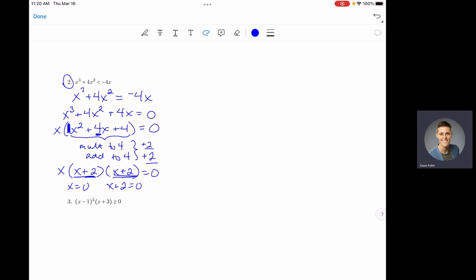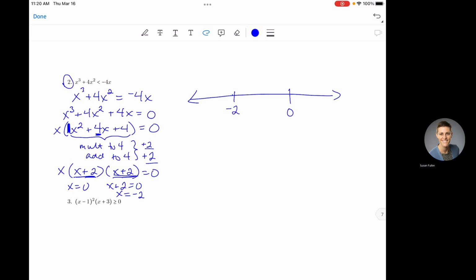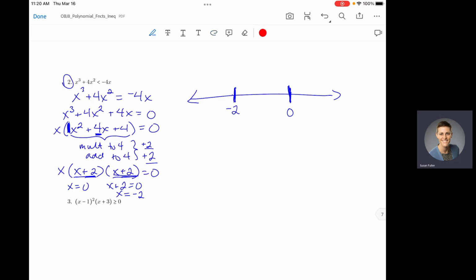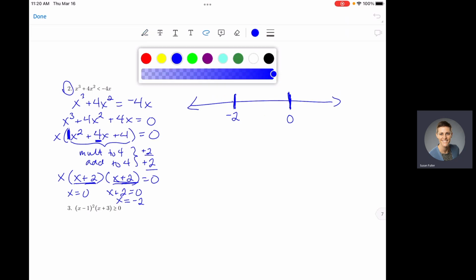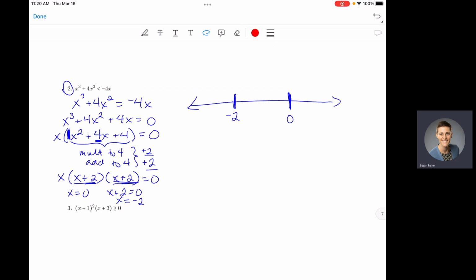So I'm only going to set x plus 2 equal to 0 once. So the solutions that I get out here are x equals 0 or x equals -2. These are my solutions, and I'm going to put those on a number line. So -2 is over here, and 0 is over here somewhere. And these two numbers are going to cut my number line up into 3 pieces. So now I'm going to choose a test value from each piece. It does not matter what numbers you pick, just make sure they're in the right spot.